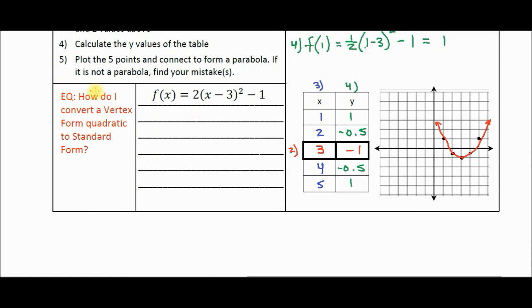The essential question here is, how do I convert a vertex form quadratic to standard form? How do I change a quadratic that's in vertex form to standard form? Now the process for doing this, class, is something you learned in the last unit, polynomials. We're going to be using our distribution property to convert this function. Function f is equal to 2 times the quantity x minus 3 squared minus 1. All we're going to have to do is go through the distributive property to solve this. Let's go ahead and do that.